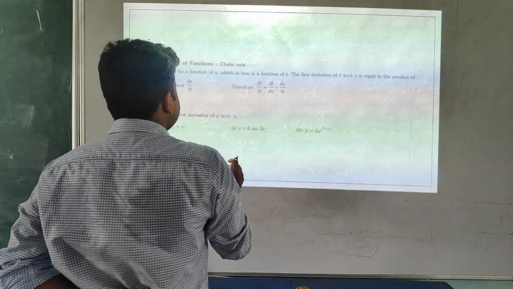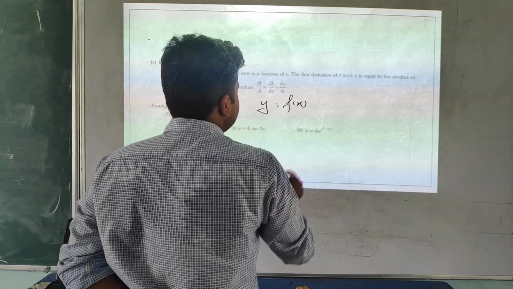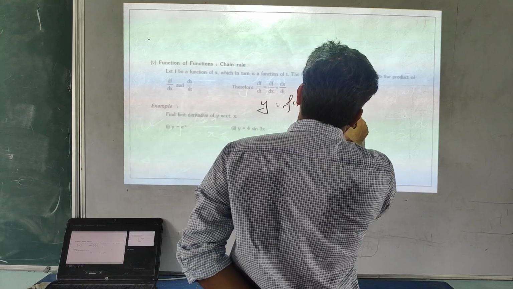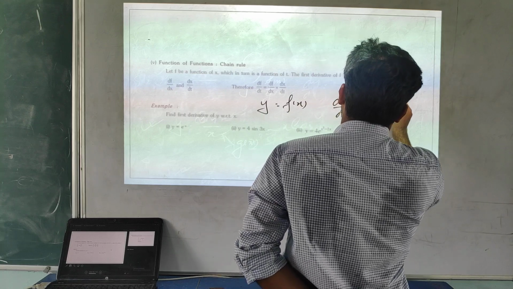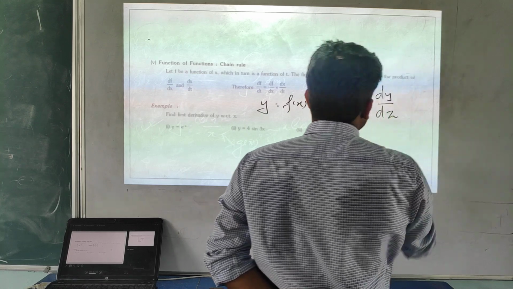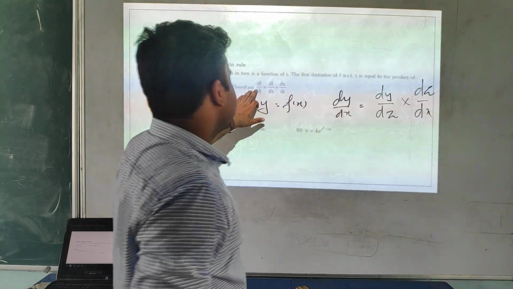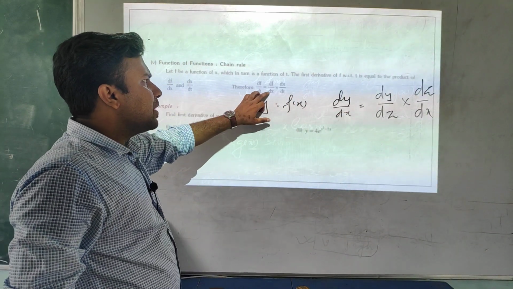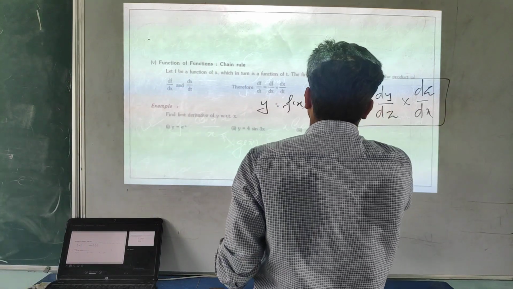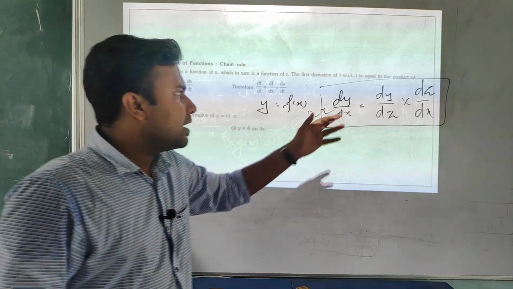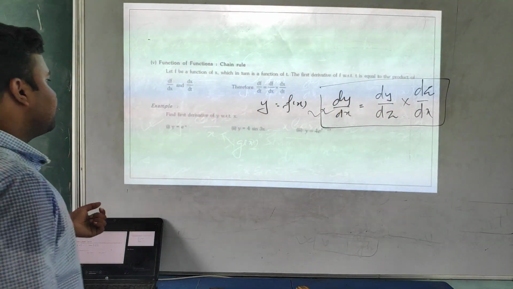So what is the chain rule? If we have a function y equal to f of x, and you are writing dy by dx, you can write dy by dz into dz by dx. Look at this: df by dt is written as df by dx into dx by dt. That is also fine. So dy by dx equals dy by dz into dz by dx.